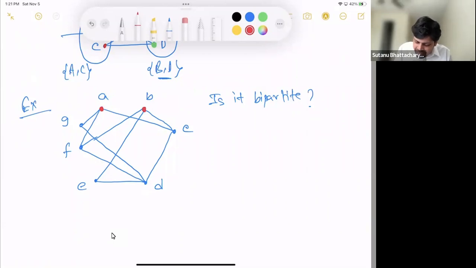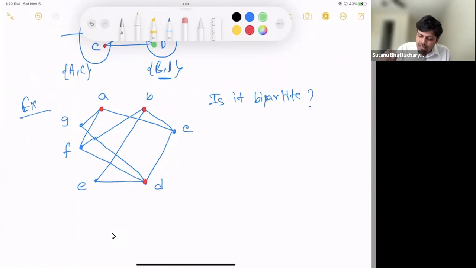Now we can apply the same color to D, because D is not connected to A, nor to B. So we can also use the same color for D. Now we cannot use the red color for E because E is connected to B. Also, we cannot use the same color for F because F is connected to both A and B. We cannot use the red color for C, and we also cannot use it for G.